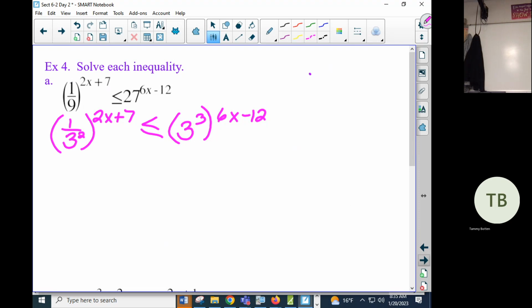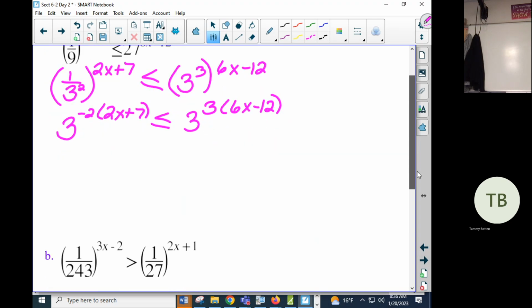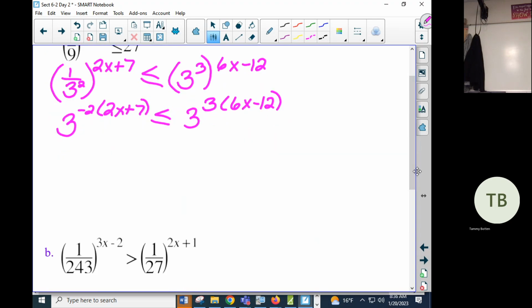Okay. If I want to bring this to the top, which I have to, it's going to be 3 to the -2nd. And then I have to multiply that by 2x plus 7. And then over here, I have to multiply the 3 by the 6x minus 12. Okay. Now I'm going to distribute on both sides.